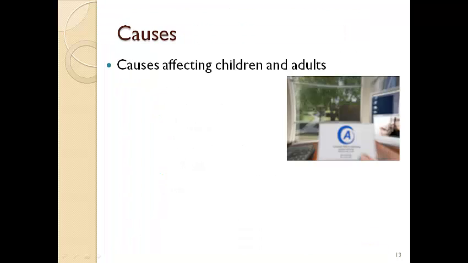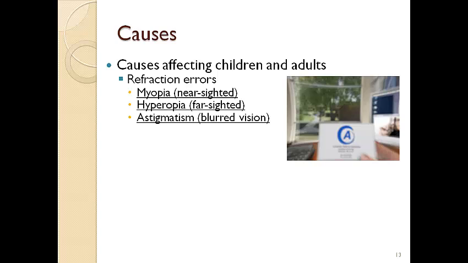Causes of visual impairment. The most common visual problems which affect both children and adults include light refraction errors, because remember we said that sight involves refraction of light. So if there are certain errors in that area, then we may have myopia or nearsightedness, hyperopia or farsightedness, or astigmatism, which includes blurred vision also. We see a lot of people who wear glasses or contact lenses just because they have these conditions. These problems can typically be corrected with glasses or contact lenses.